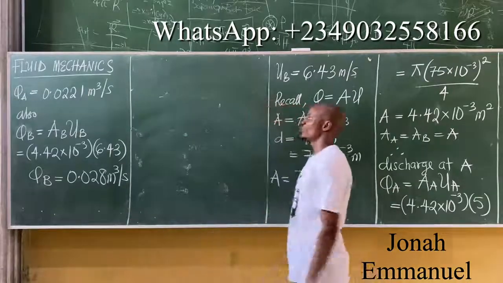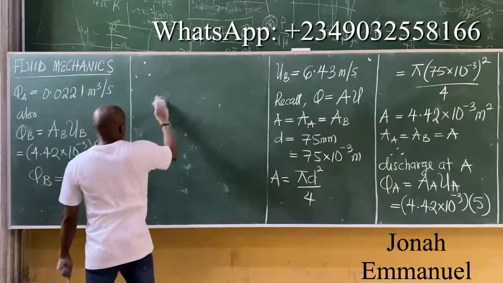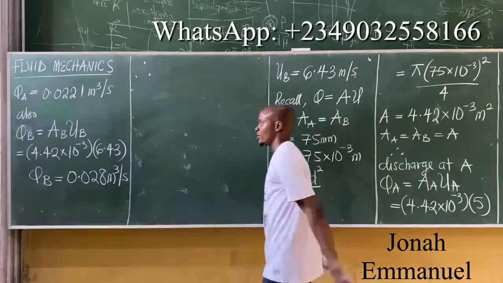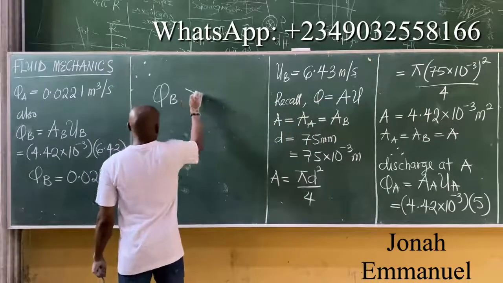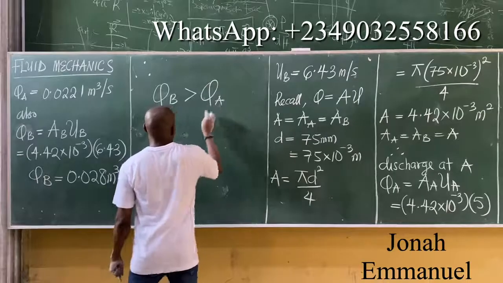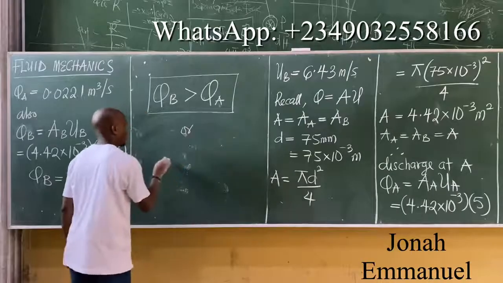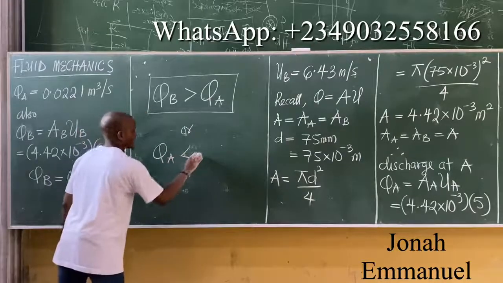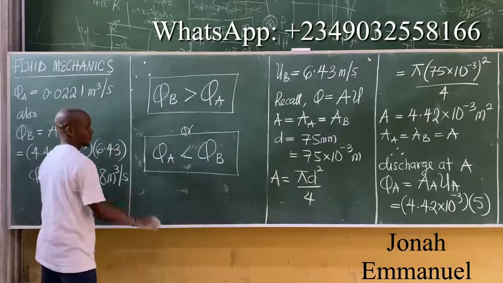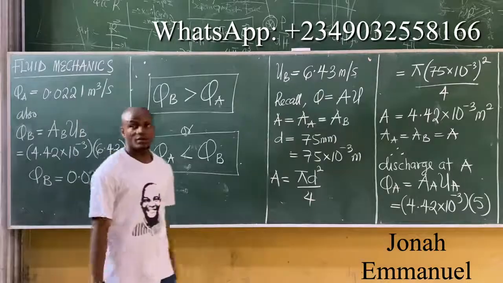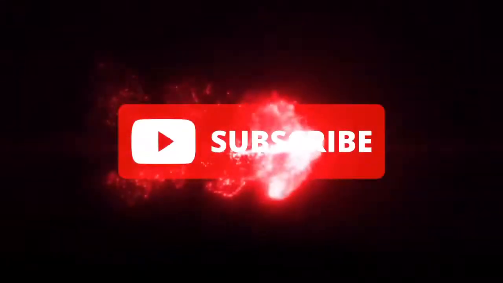Alright, so they say compare QA and QB. So what do you have there? Therefore, what's the comparison? It's obvious that QB is greater than QA. So this becomes your comparison. Likewise, you can say QA is less than QB. Still a good comparison. So that's how you answer this question, please. That's how you work on this.